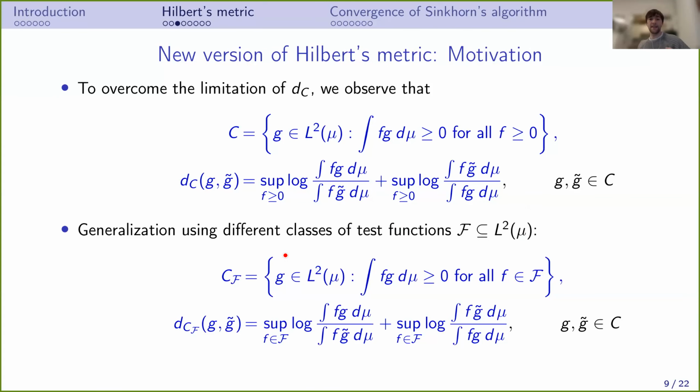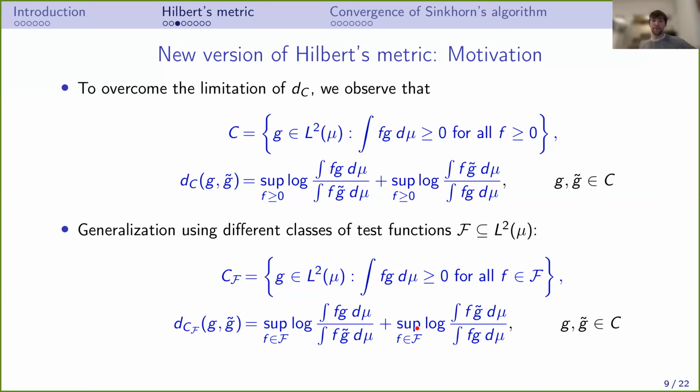And that is basically the principal idea of this work, that instead of the set of all non-negative test functions, we work with different sets of test functions f. So then we define this cone C_F as the set of functions g, where again we require this kind of inequality, but instead of all non-negative functions, we require this inequality only for all test functions f in the set F. And then similarly, we want the corresponding metric to be just such a supremum over these test functions.